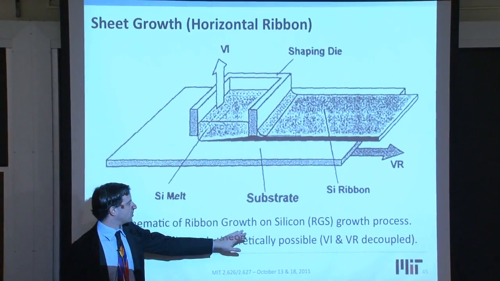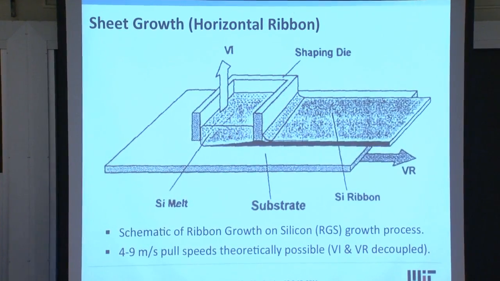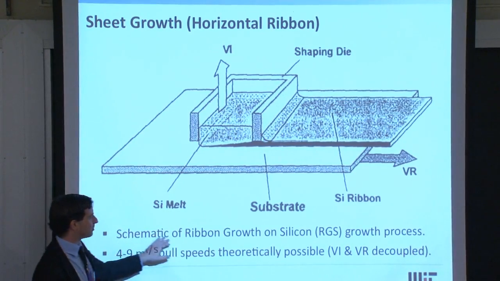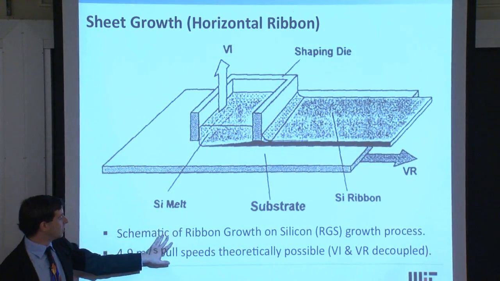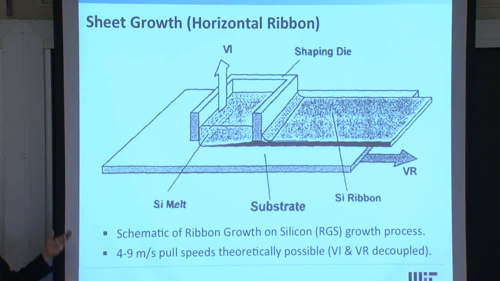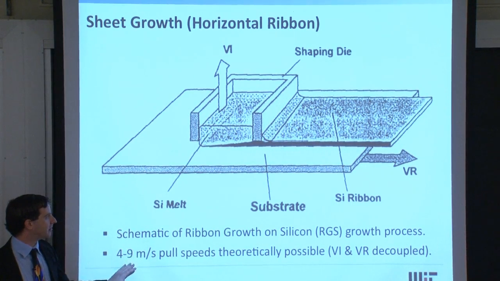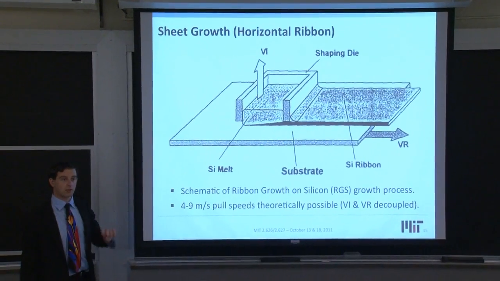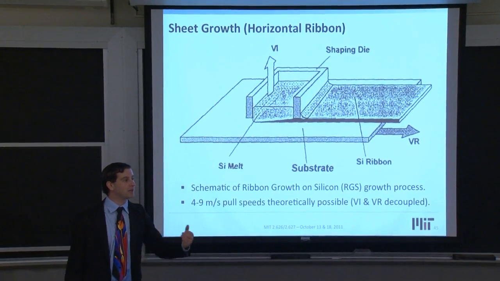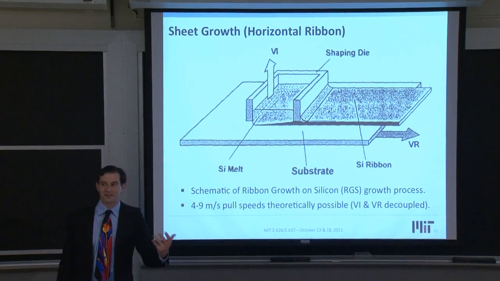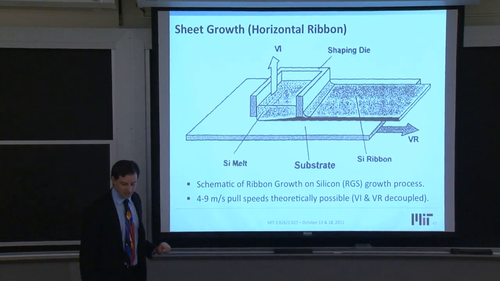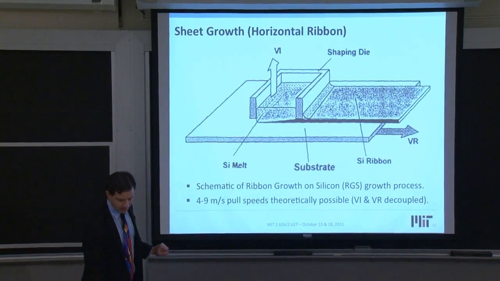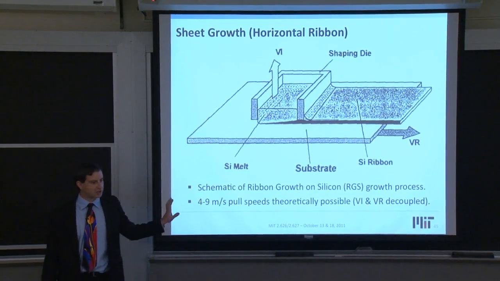This was a schematic of the ribbon growth on silicon process. There was also another company called AstroPower that developed silicon film. It was later purchased by General Electric. So these technologies were developed with the intent of pulling very, very fast. And indeed, you can literally extrude the silicon at around 4 to 9 meters per second. But the problem is that you wind up with very small grains and very poor crystalline quality when you try to grow at these speeds. And so it winds up being a metallurgical problem of how do you ensure the proper grain size when you're growing using these technologies. So there is some work in that regard, but it never really took off in commercial production.